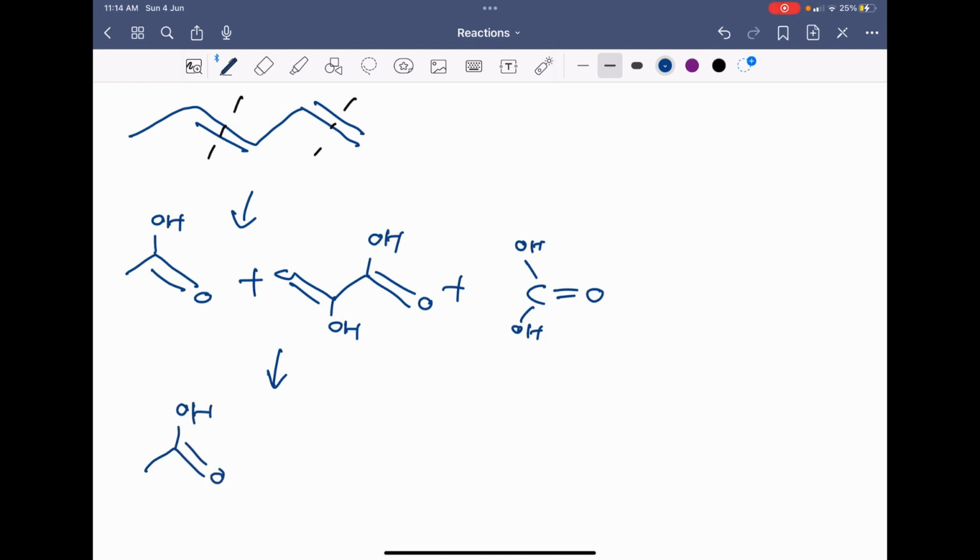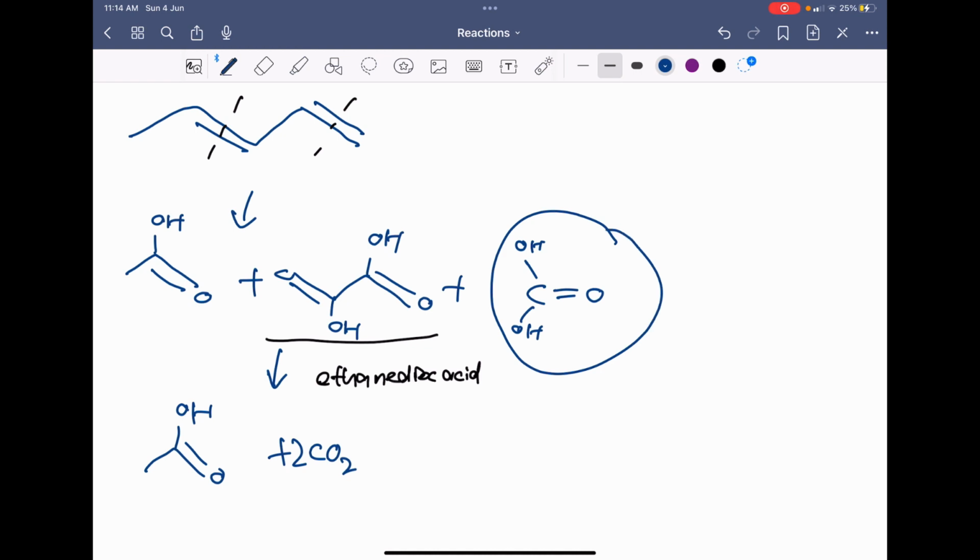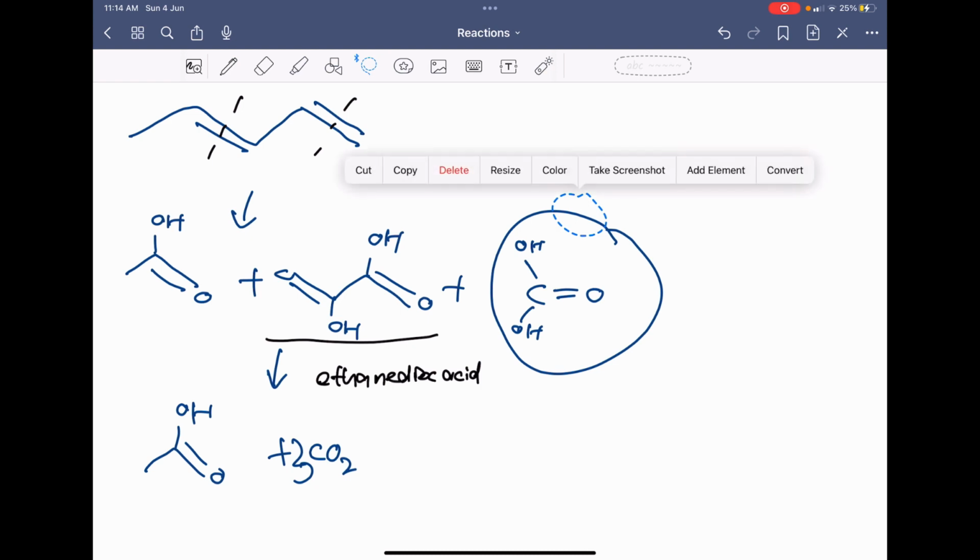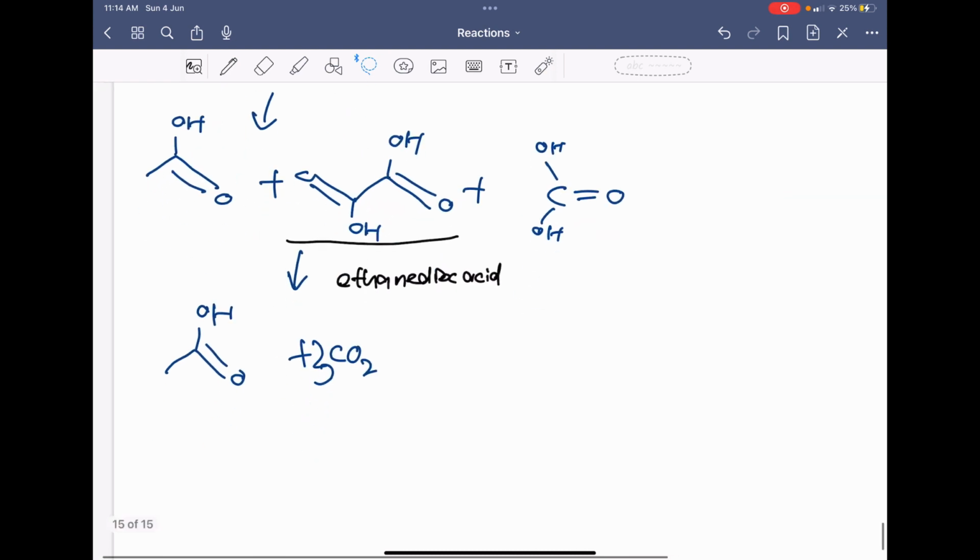But this second product, what do you identify it as? This is ethanedioic acid. So it further undergoes reaction to form CO2, 2 CO2 in fact. But this one, it is CO2, so 3 CO2. And that's your final product.